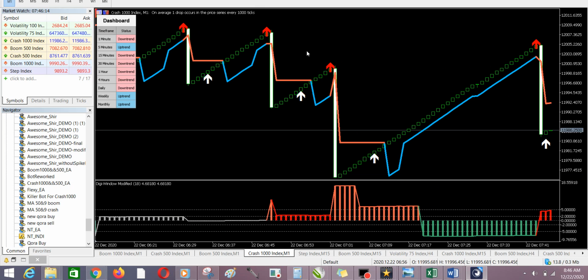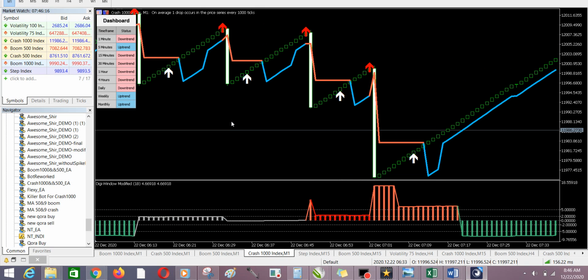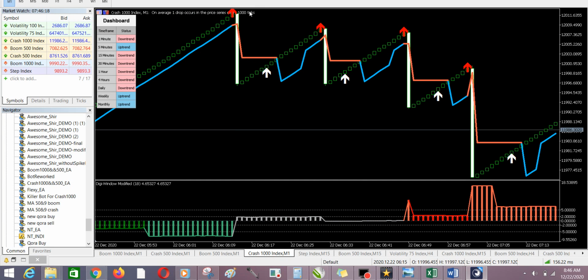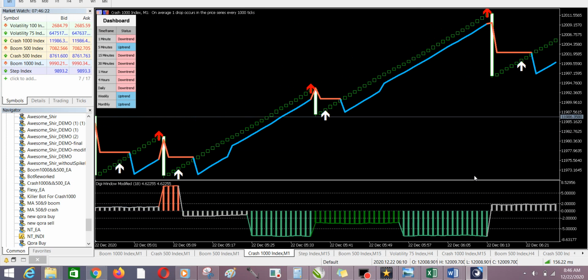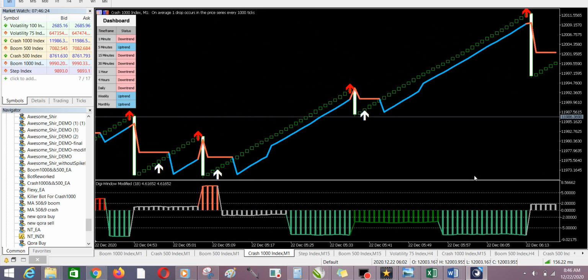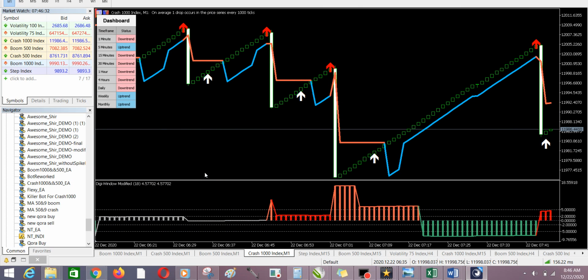Okay, Crash 1000 actually came down from here to this level, and after getting to this support level, let's check the history. You can see it also obeyed the support level here, and it obeyed it this time around. It is obeying the same support level. It obeyed the same support level, and it went back up.